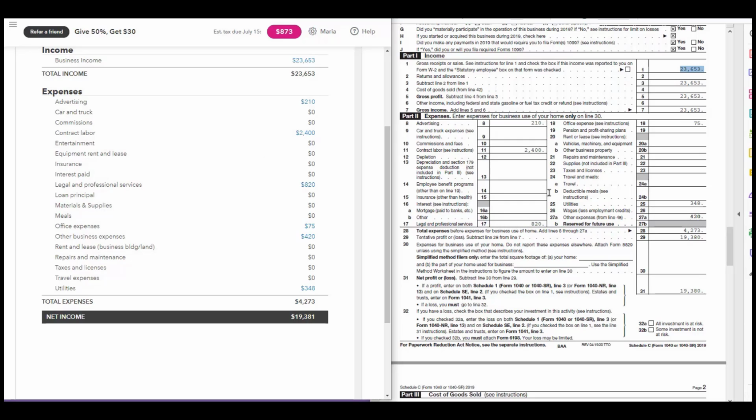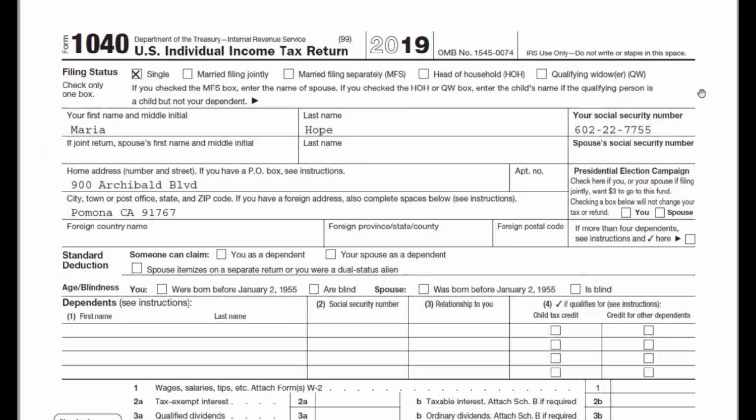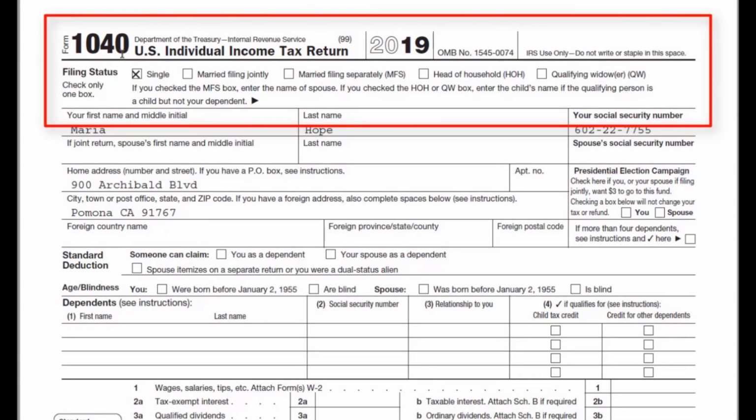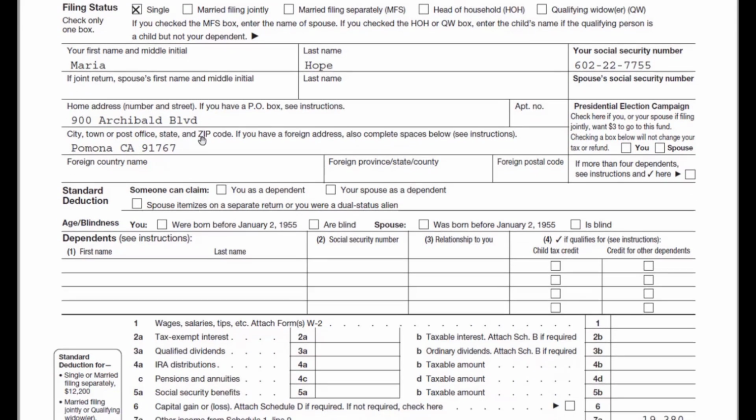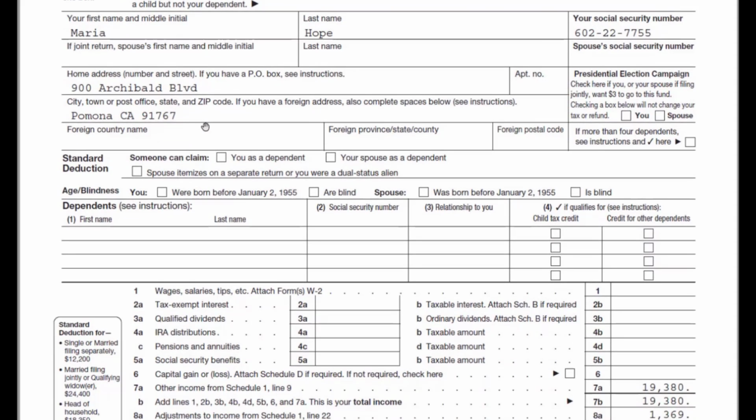Now, what we're going to end this lesson on is how everything ties back to the Form 1040. So now it's time for Maria to do her last review of her Form 1040 with the attached schedules. She's going to start on the very first page, which is Form 1040, page 1. She's going to look at her filing status, which is single. She's going to double check her descriptive information.